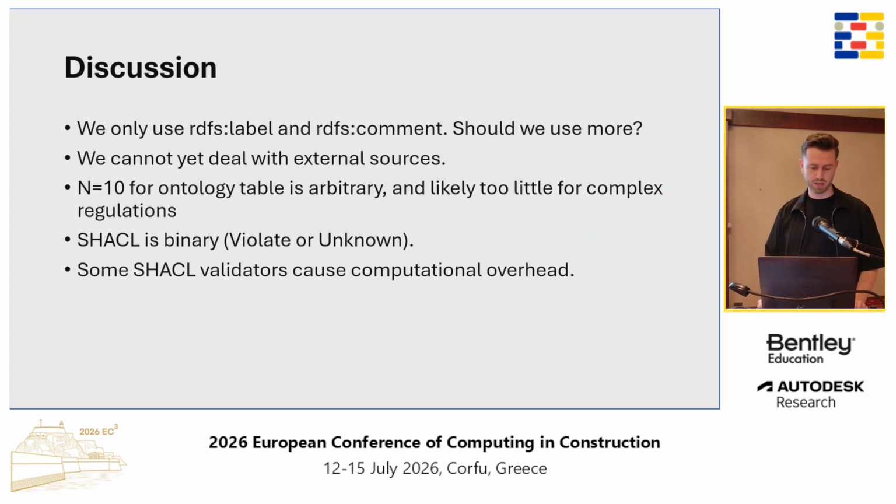So that's difficult. With the cosine similarity, we created this optimized ontology or virtual ontology with n is 10, which is super arbitrary and it might not work for more complex regulations. Maybe it's too much, maybe it's too little, I don't know. And SHACL is also a difficult format. It's binary, so it operates in a closed world assumption, but semantic web is open world assumption. This is very difficult. So there's things to improve, but we're on the way.